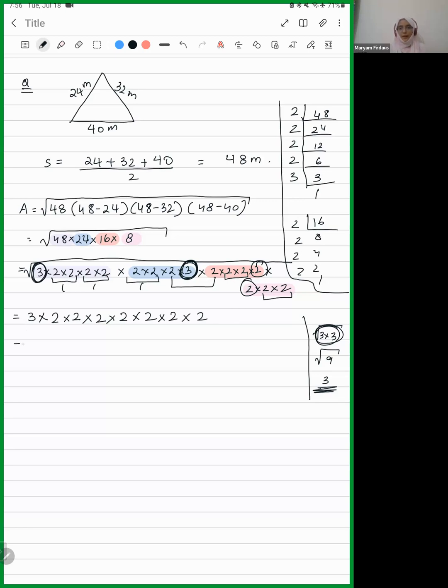Someone please calculate and tell me how much this is coming out to be. This entire thing is 16, this entire thing is 8, and this over here is 3. 16 3s are 48 multiplied by 8. What's that? 384 meters squared. Is this okay?